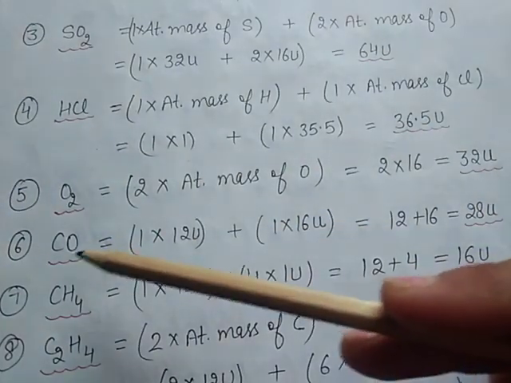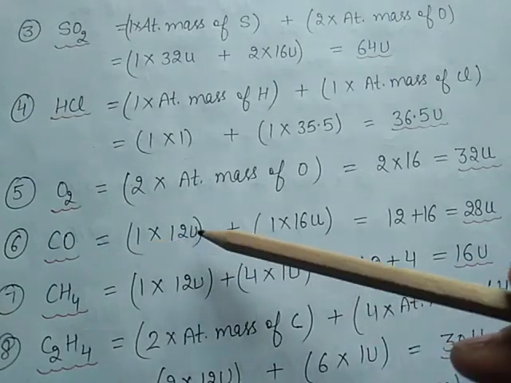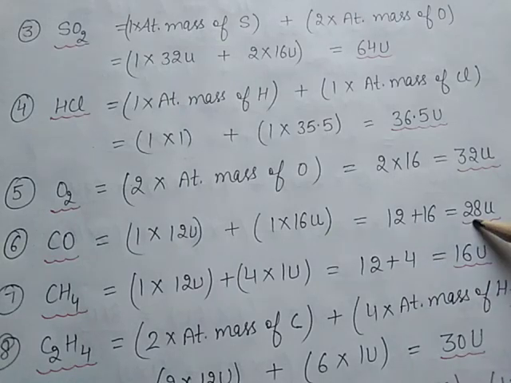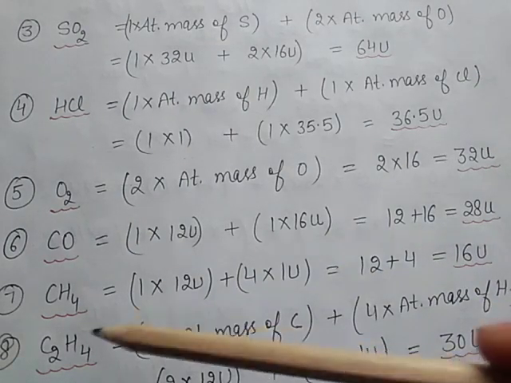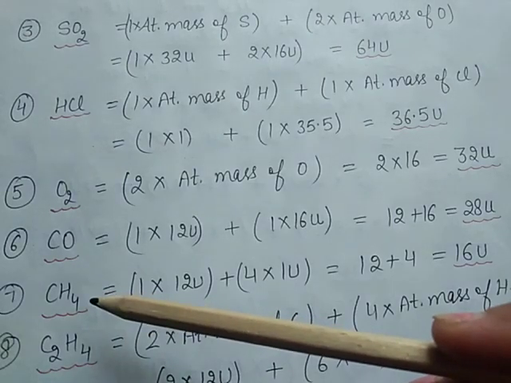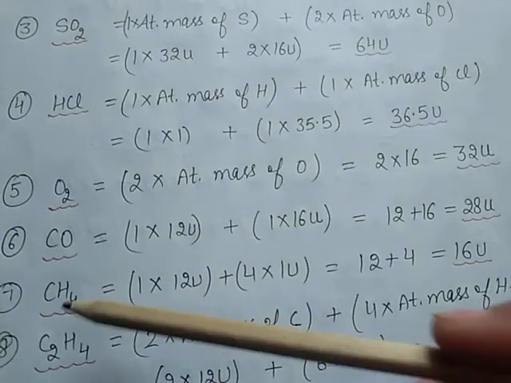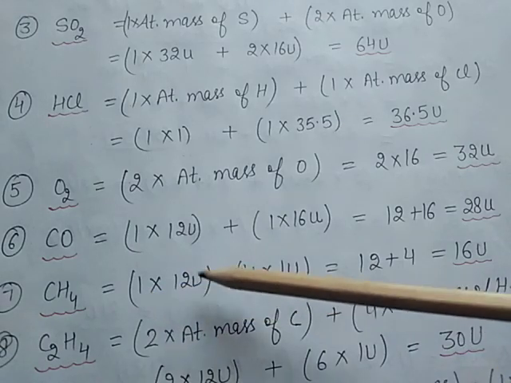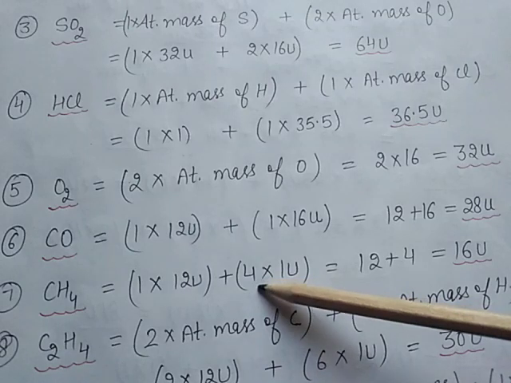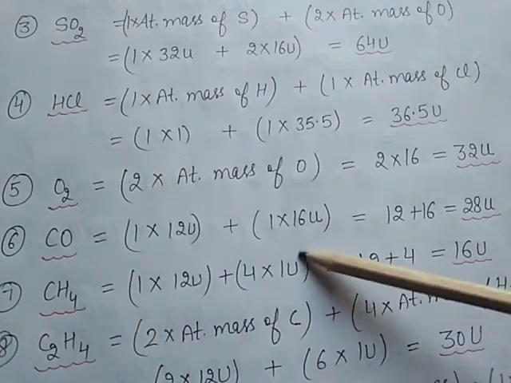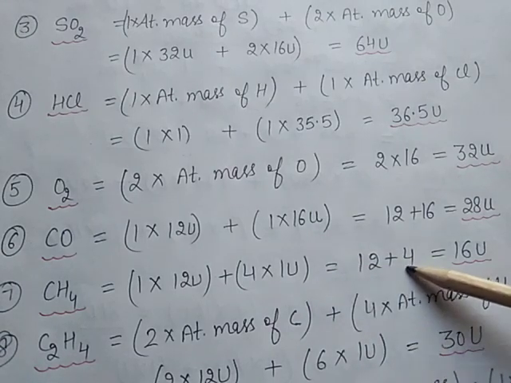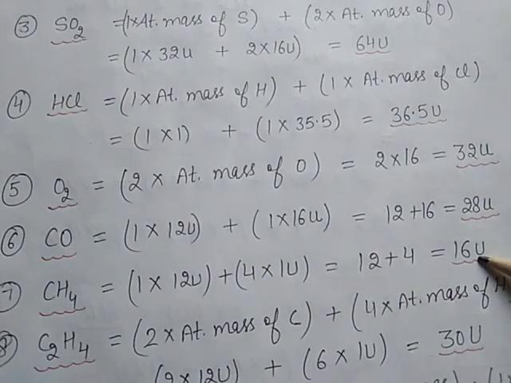Now next is carbon monoxide. 1 multiplied by 12 plus 1 multiplied by 16, that is 12 plus 16, 28 u. Seventh example, that is CH4. Its name is methane. 1 atom of carbon multiplied by the atomic mass of carbon, which is 12, plus 4 atoms of hydrogen multiplied by the atomic mass of hydrogen, which is 1, that is equal to 12 plus 4, that is 16 u.